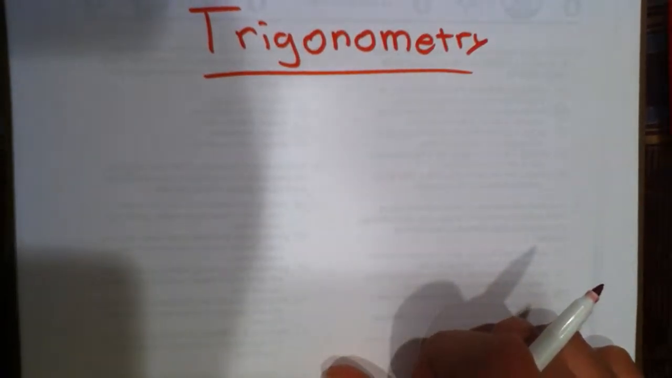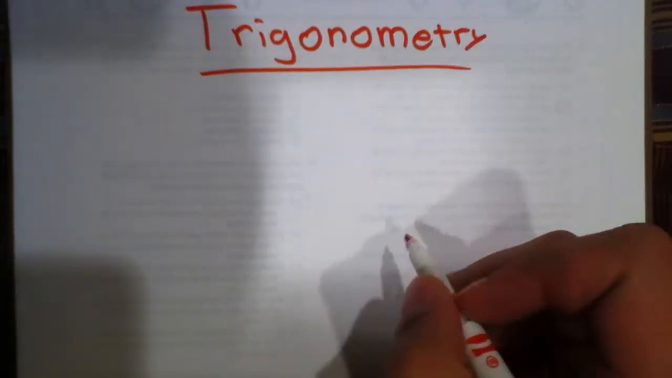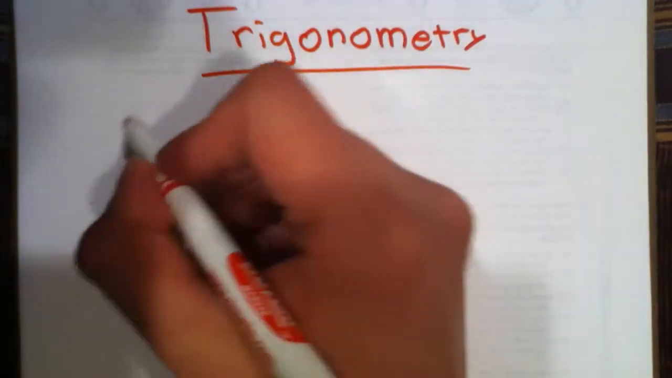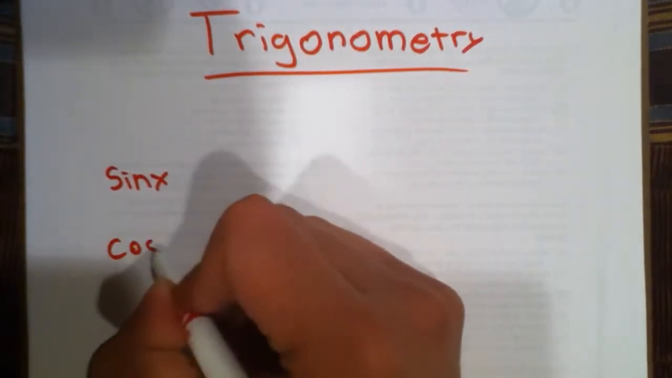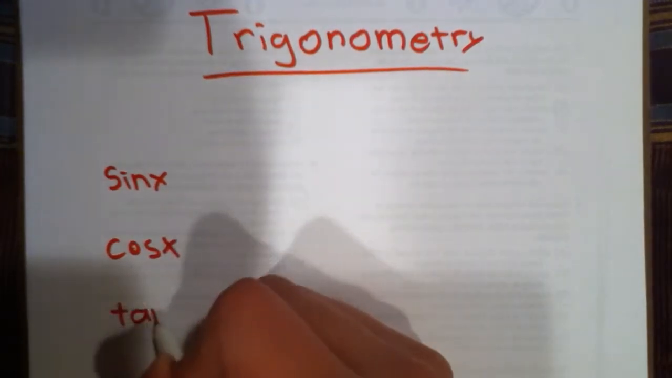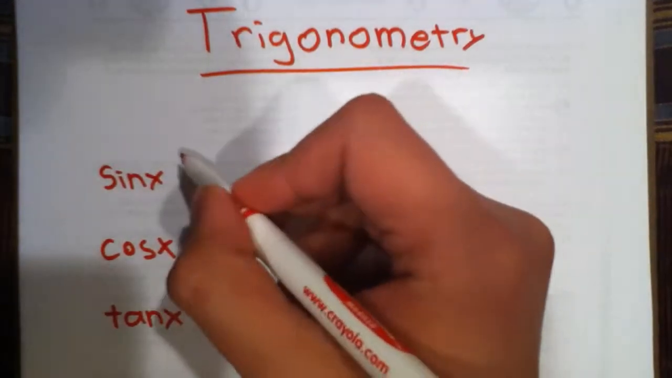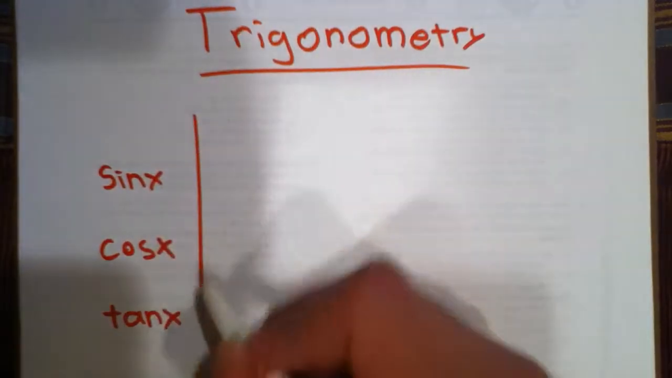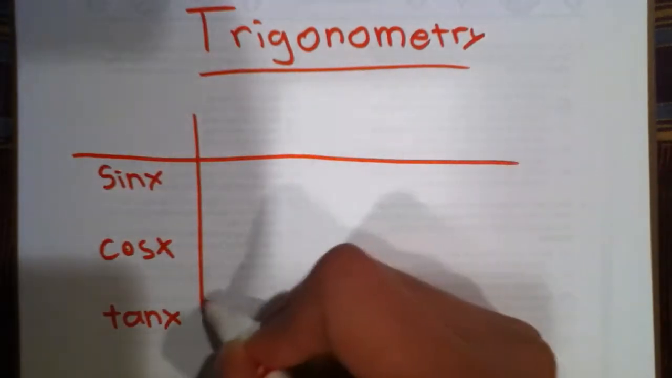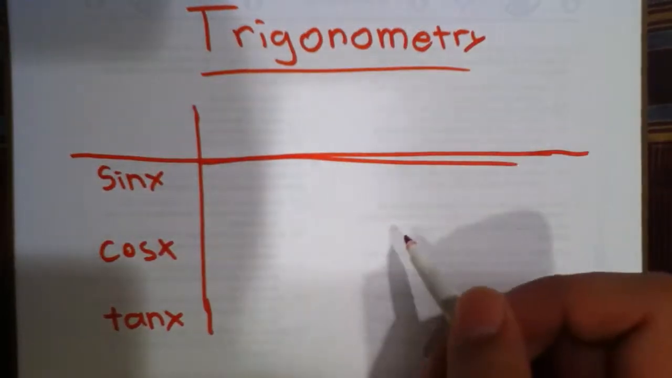Today we'll be discussing trigonometry. Let's start by introducing the values of basic functions: sine, cosine, and tangent. So let's start with the degrees. I'll write the degree values on top, and I'm going to make a table, and we'll write the values of these functions.